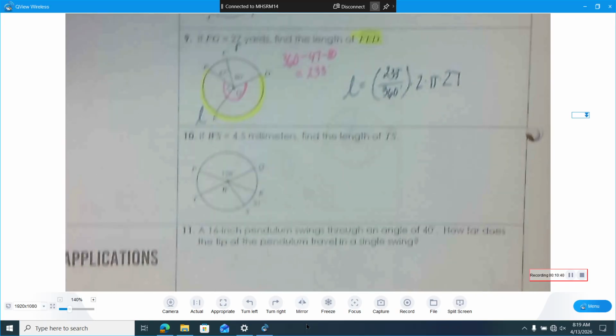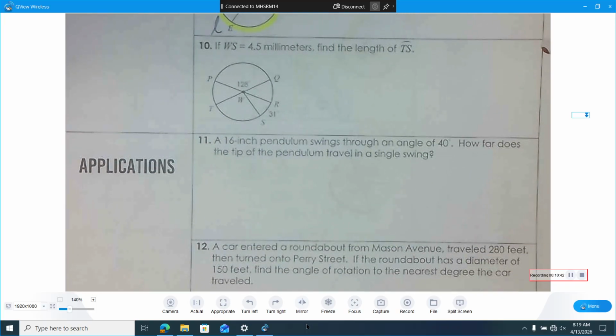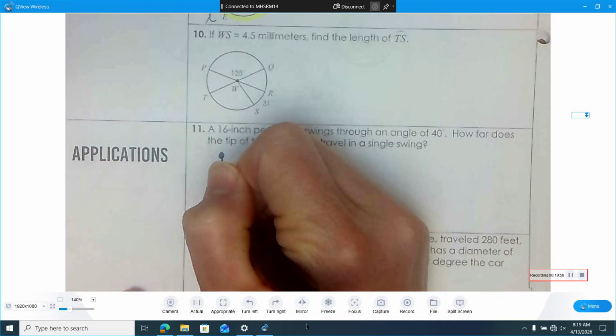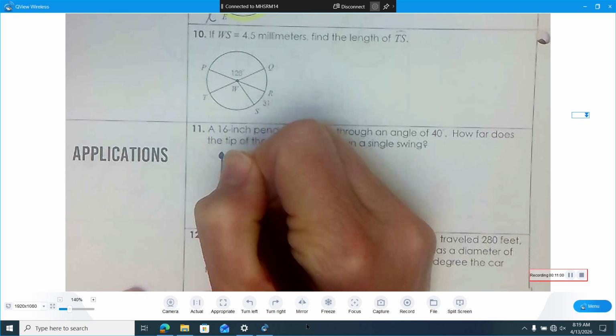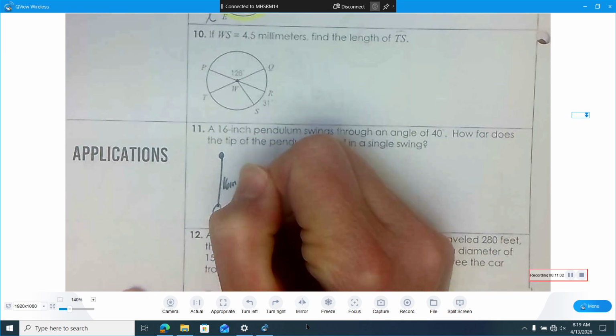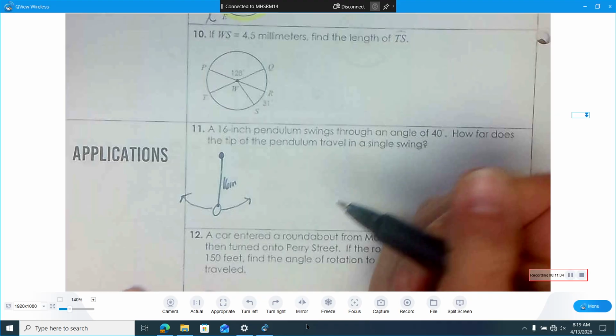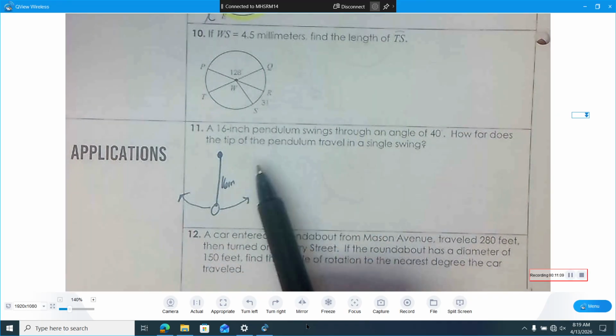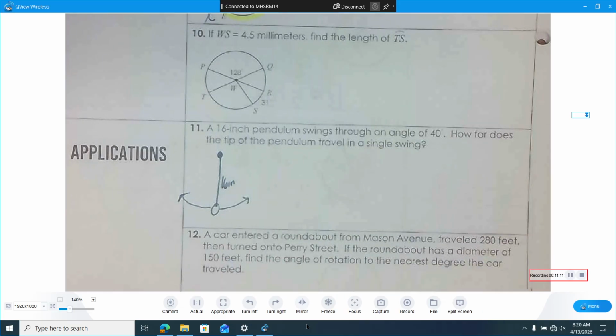Let's look at number 11. A 16-inch pendulum. What's a pendulum? It goes back and forth. That's the thing that swings back and forth like my robot arm? Okay. All right, so we have a 16-inch pendulum, and so there is the 16 inches. It sort of acts like the radius, if you will, okay? Swings through an angle of 40 degrees.